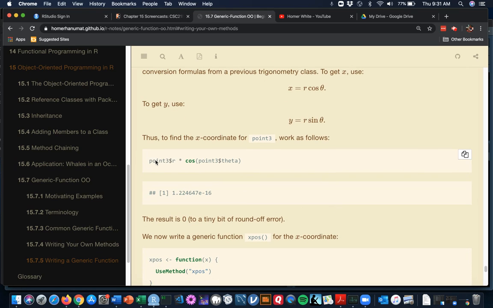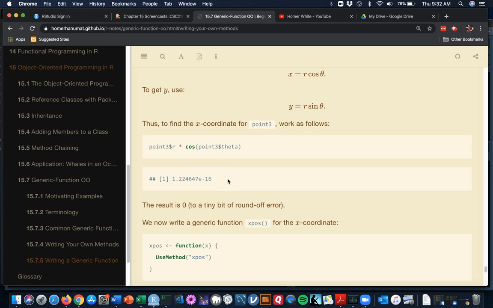So if you've got one of those points that's a polar point, like point 3, then the way to get the x coordinate in Cartesian coordinates for that point would be to take its r and multiply by the cosine of its theta. For that particular point 3, the result is this number, in scientific notation. It's 1.2 times 10 to the minus 16th. So it's 0. There was just a tiny bit of round off error in the math computations.